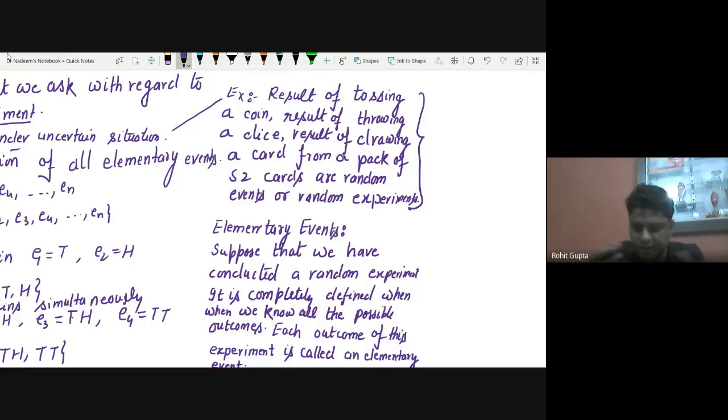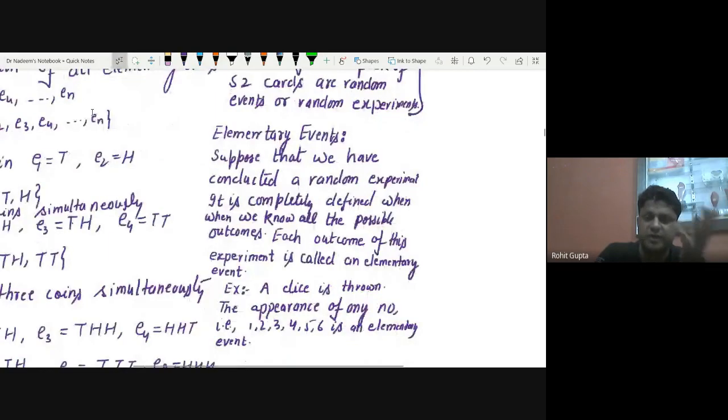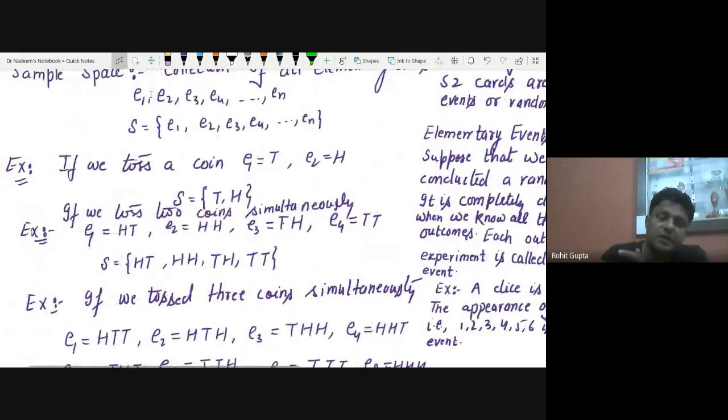For example, if we know all the possible outcomes, then they are called elementary events. If we do not know all the outcomes, then they will not be called elementary events. For example, if you are throwing a dice, then one will come, two will come, three will come, four will come. So we know all the possible outcomes, so these are known as the elementary events. A dice is thrown, the appearance of any number, that is 1, 2, 3, 4, 5, 6, is an elementary event. This is the example of elementary events.